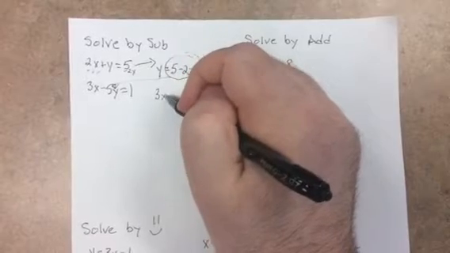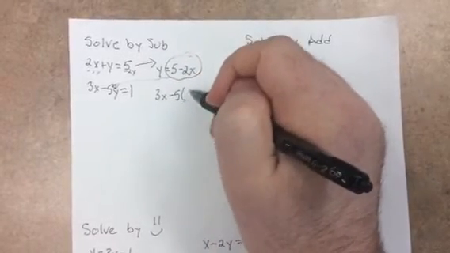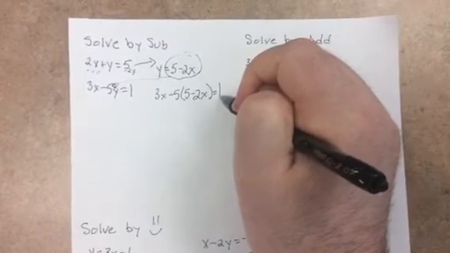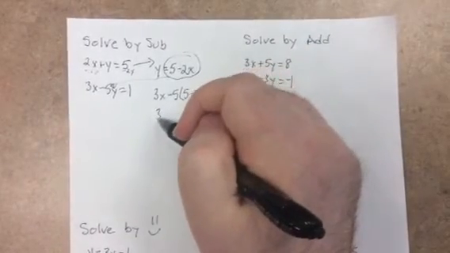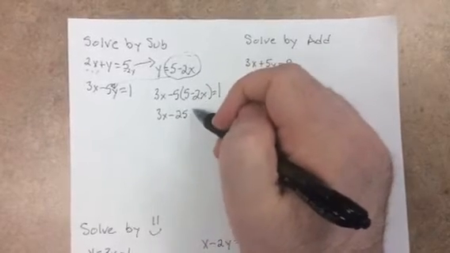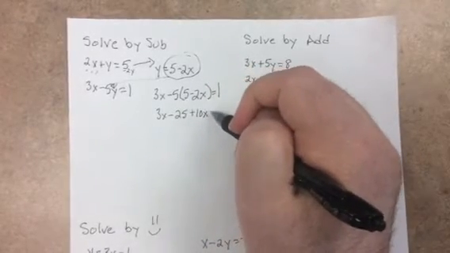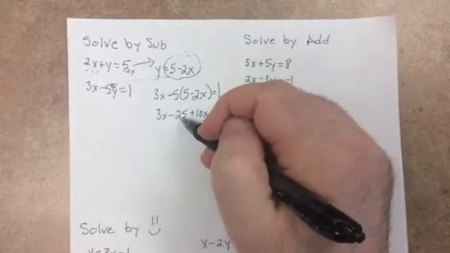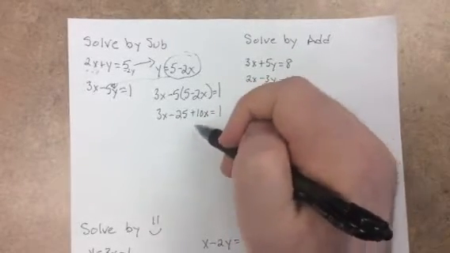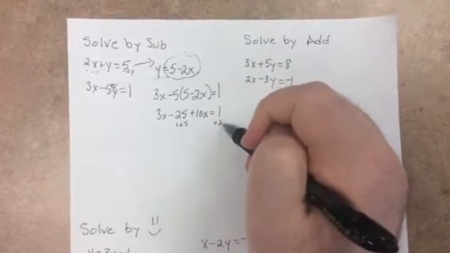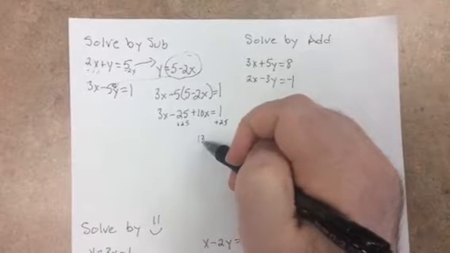So then we're going to take this, put it in for this y. So we'd have 3x minus 5. Oh, substitute. There you go. Good job. Then this would be 3x minus 25. Now this would be plus 10x equals 1. So I'm going to add the 25. Good. Get it by itself. Add the x's. Good.